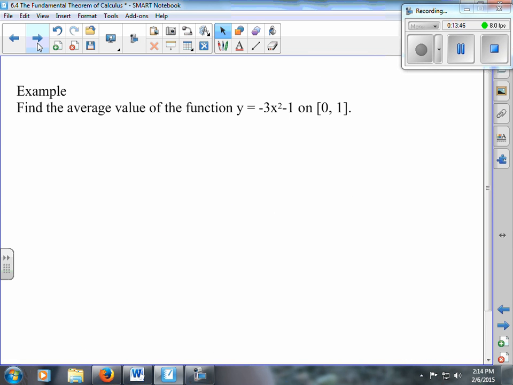Here's an example that you all can do on your own using that definition. I'm going to move on.